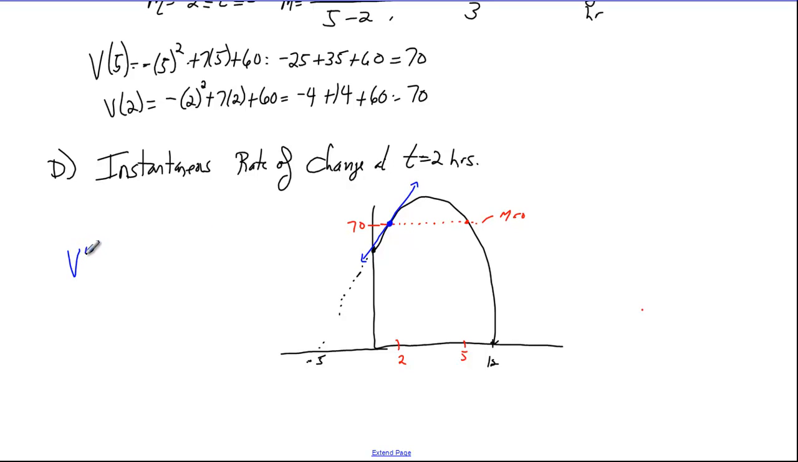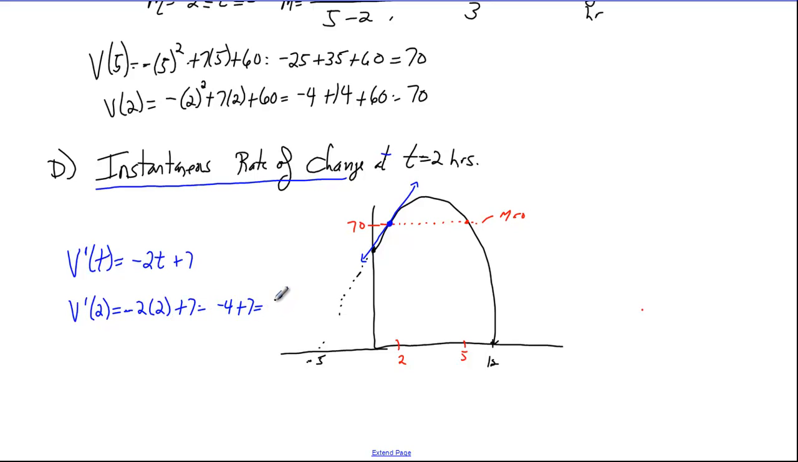So we're going to have to find v prime of t. V prime of t means we have to take the derivative of our function. That's just going to be negative 2t plus 7. But we want to find the specific instantaneous rate of change when t equals 2 hours. So we're going to find v prime of 2, which will equal negative 2 times 2 plus 7. Negative 2 times 2 would be negative 4, plus 7, so that gives us a value of 3.